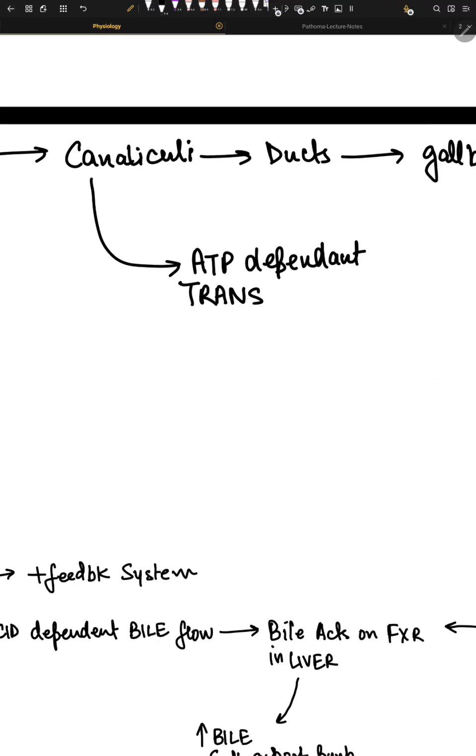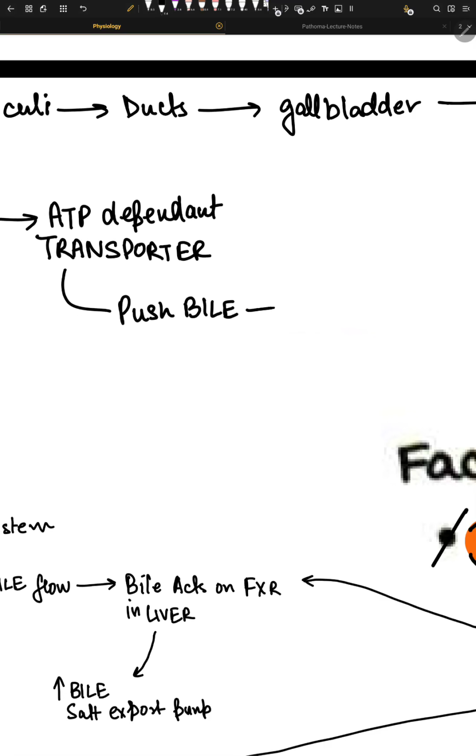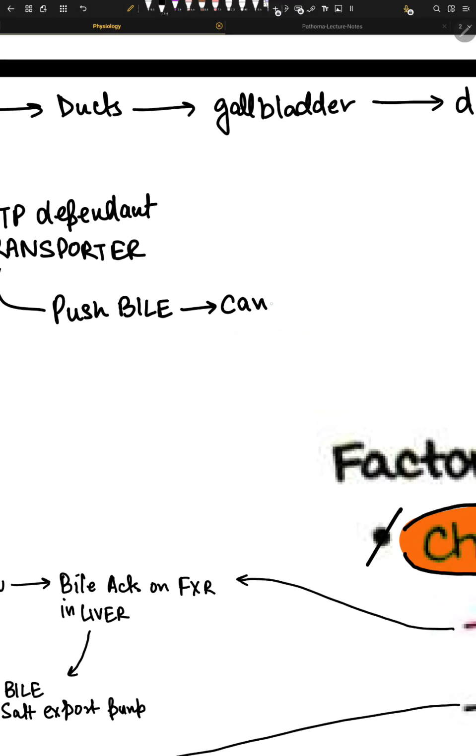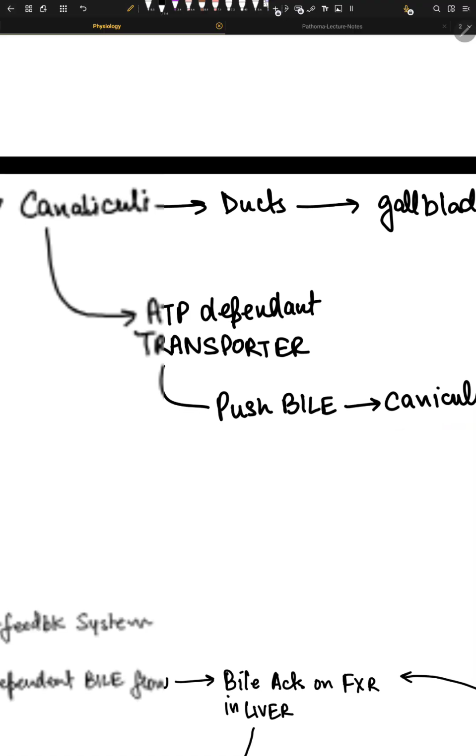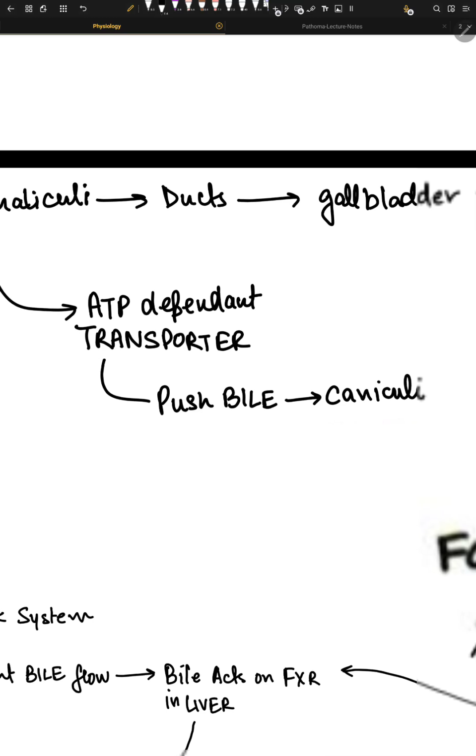Okay, now what are they transporting? Let's understand. They are ATP dependent transporters, and they push bile into canaliculi. So we have these ATP dependent transporters, we call them canalicular transporters, and they push this into the canaliculi. And this leads to an osmotic gradient, and water. This is why it's so aqueous.